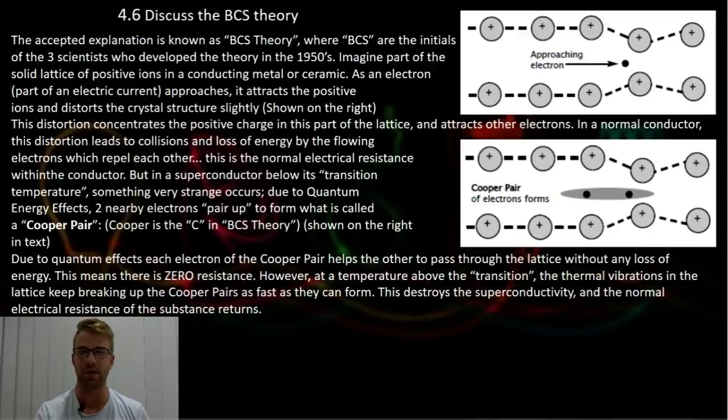However, at temperatures above the transition, the thermal vibrations in the lattice keep breaking the Cooper pairs as fast as they form. This destroys the superconductivity and the normal electrical resistance of the substance returns. So the key thing is keeping the temperature below transition, which is looking at type 1 and type 2 superconductivity, which will form Cooper pairs, which ideally gives us zero resistance and gives us electrons flowing in one direction.